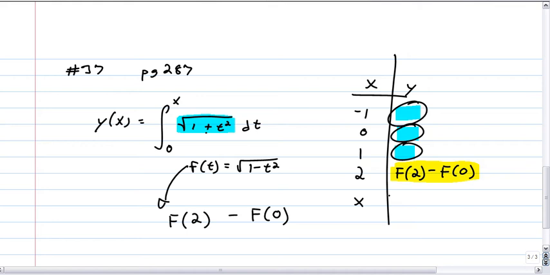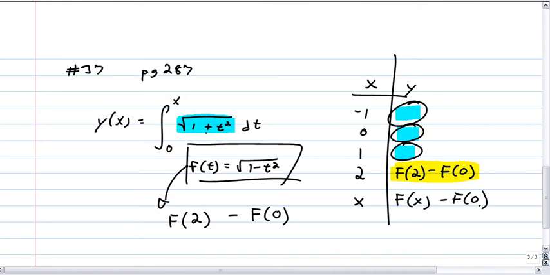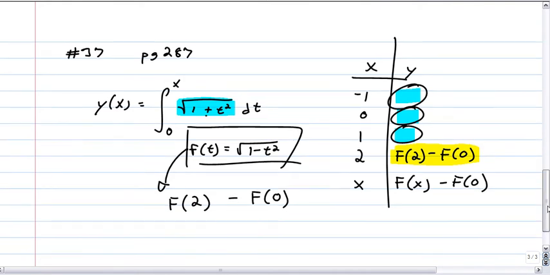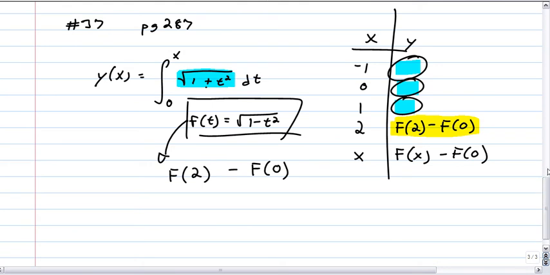If that's little f of t right there, it would be big F of x take away big F of 0. Antiderivative at x minus antiderivative at 0. I'm not telling you anything you don't know. You're just probably a little confused because you're wondering, how in the world does that help us with this problem? If you don't mind, I'm going to rewrite y of x. Another way to write y of x is big F of x minus big F of 0.